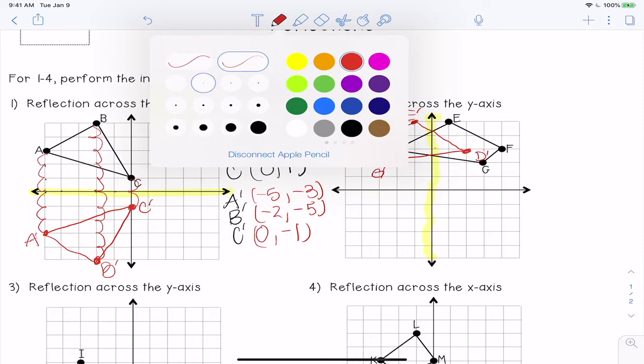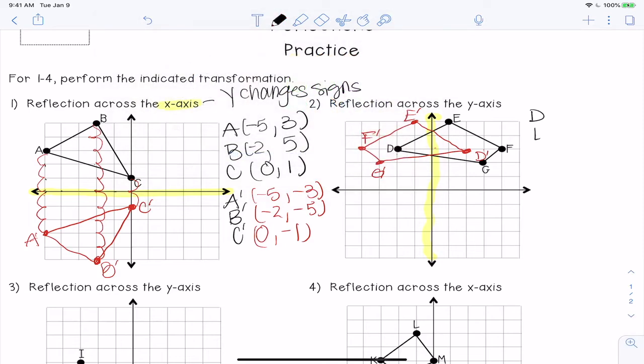So if we were to look at our points again, we have D, we have E, we have F, and G. D's original location was -2, 3. E's original location was 1, 5. F's location was 4, 3. And G's location was 3, 2. Now, since we reflected on the y-axis, this means our x should change signs in the reflections.